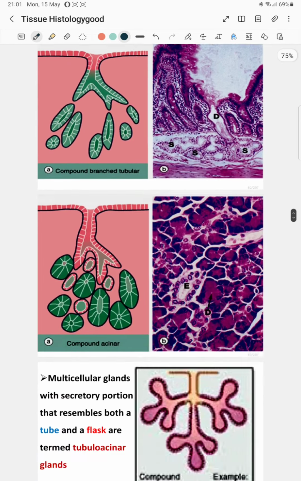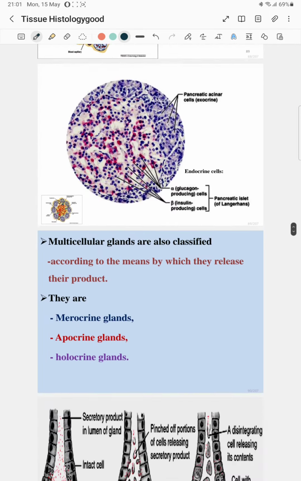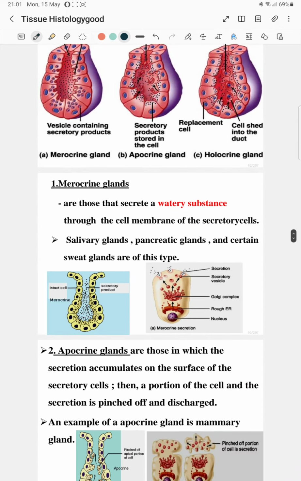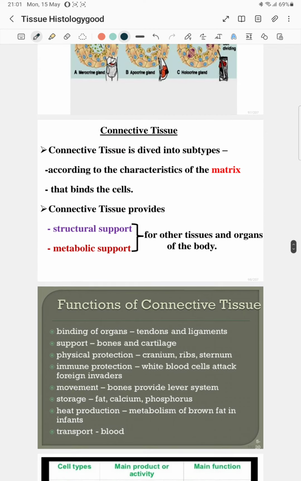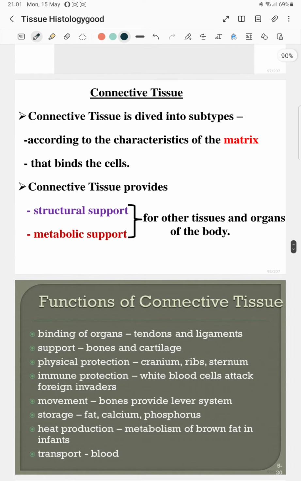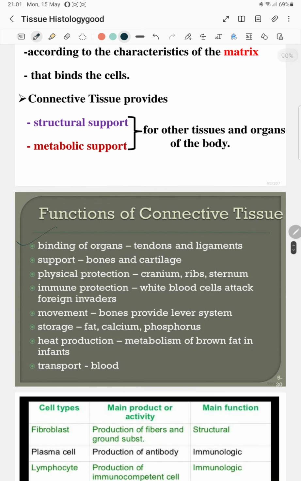So I'll take you straight to connective tissues. We are done with epithelial tissues. Now I'll take you to the connective one. See, connective tissue. What is their function? Their function is to bind organs with tendons and ligaments.